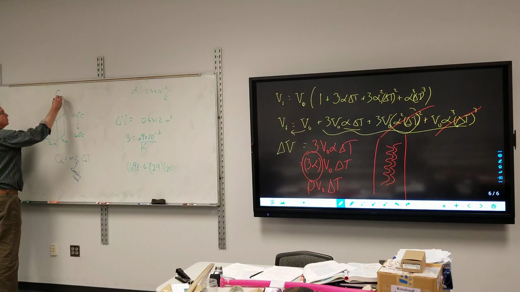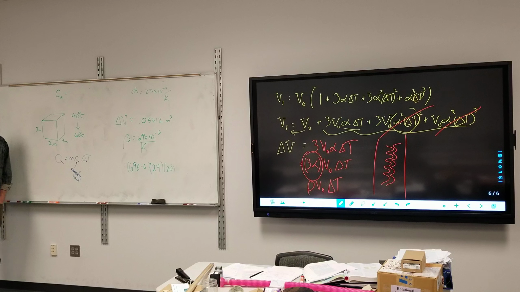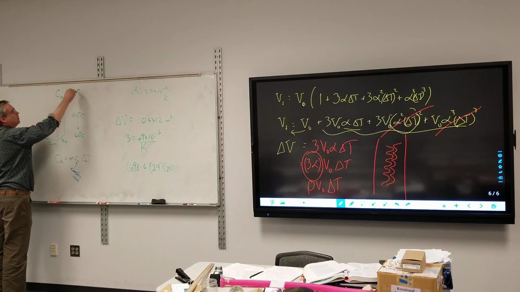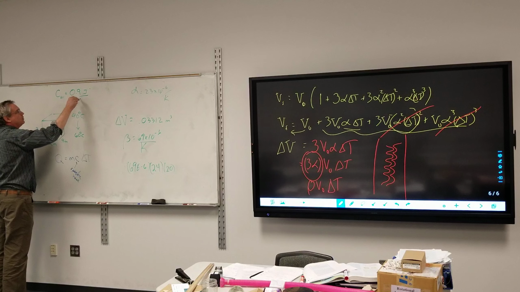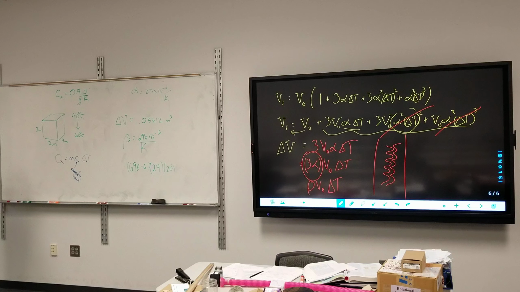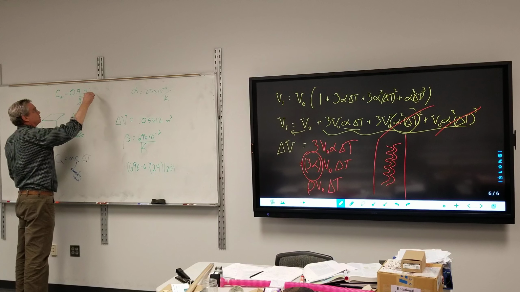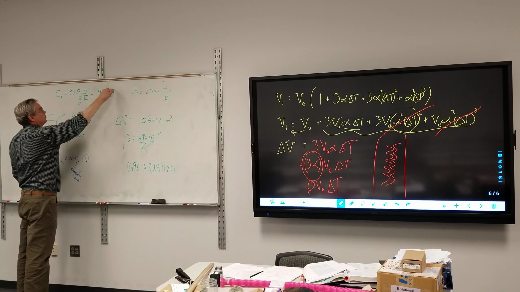So this is from the block's point of view. Yes, the specific heat of the block. What I'm coming up with is 0.9 joules per gram Kelvin. Is that what you're looking for? Yeah, let's put it into kilograms there. So that would be 900 joules per kilogram Kelvin.